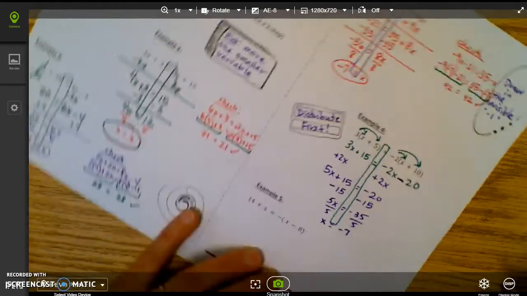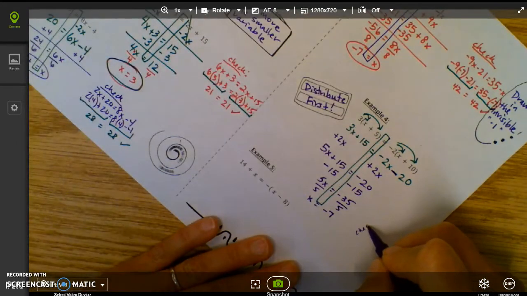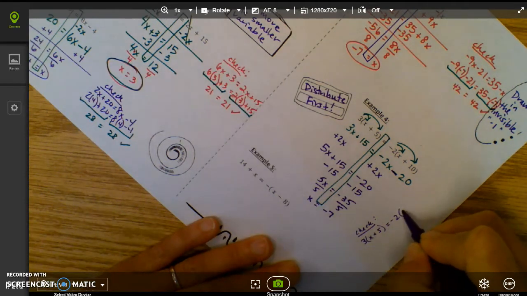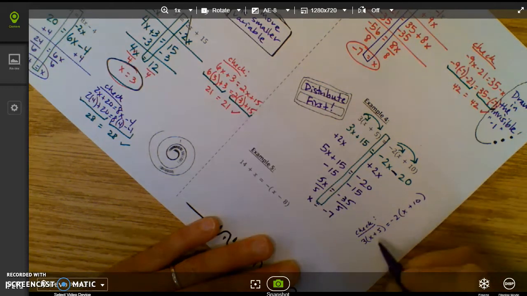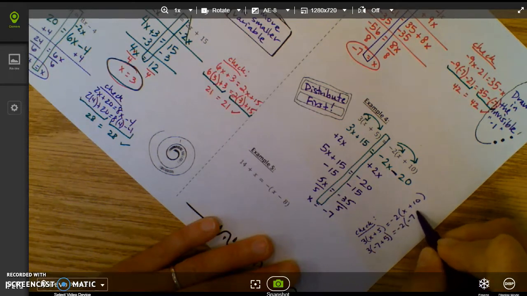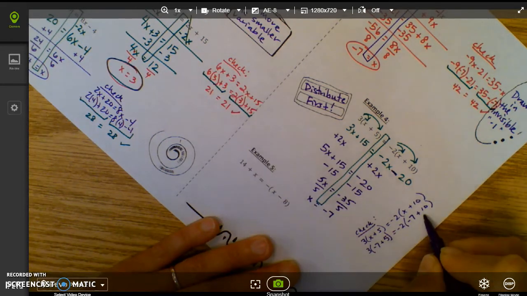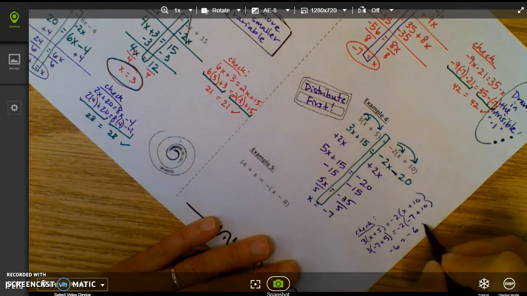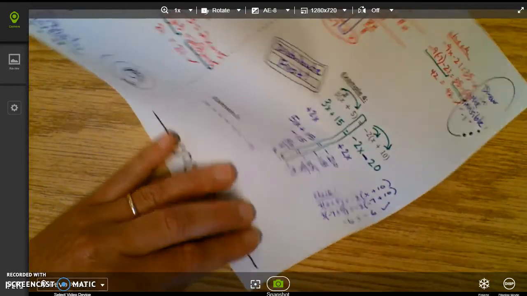And I think I'm going to have to turn my paper sideways to squeeze in my check because this one took a lot of space. So 3 times our negative 7 plus 5 is supposed to equal negative 2 times our negative 7 plus 10. So this will be 3 times negative 2, I think negative 6. This will be negative 2 times 3. Yep, it works on both sides.